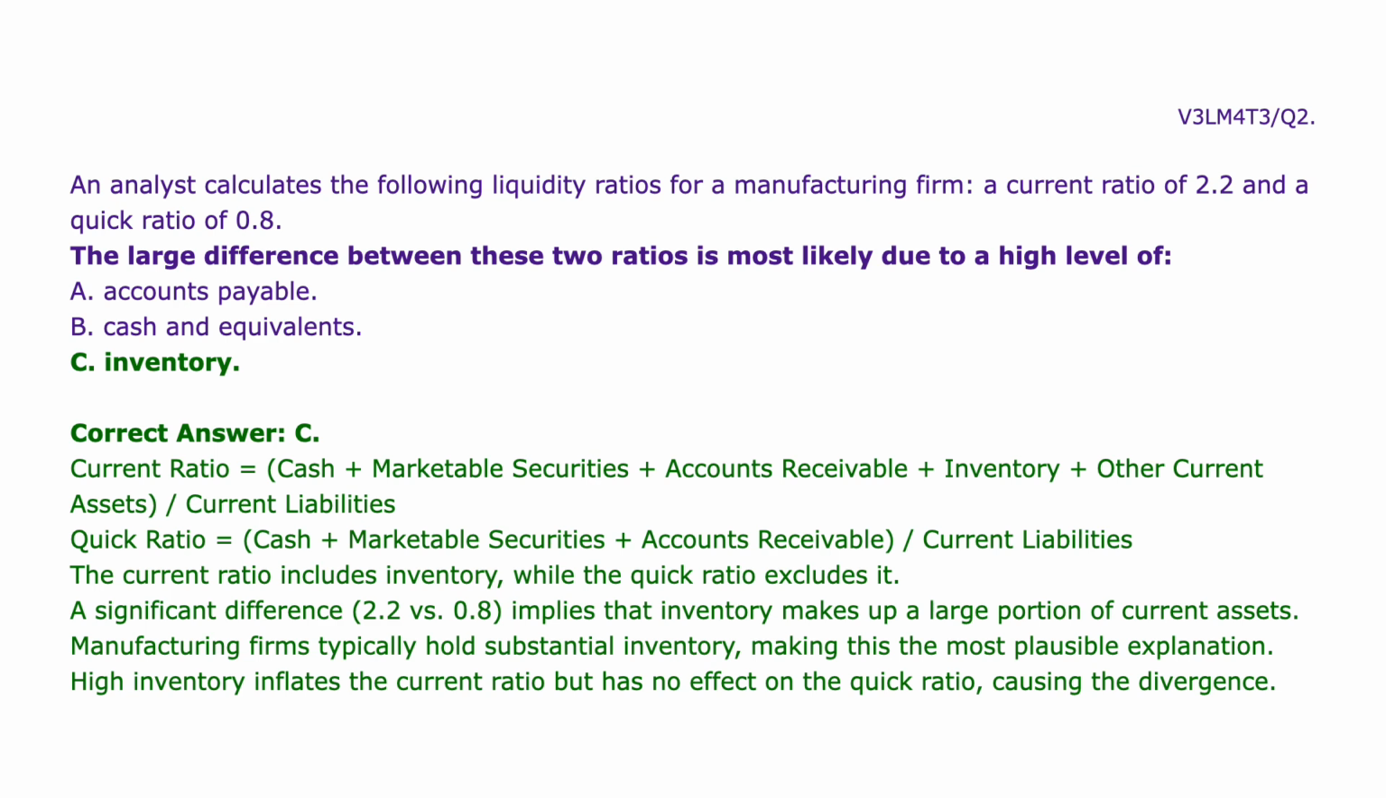Manufacturing firms typically require substantial inventory levels to support operations. Since inventory is less liquid than cash or receivables, its presence can create a high current ratio, while the firm remains less liquid according to more conservative measures, like the quick ratio.